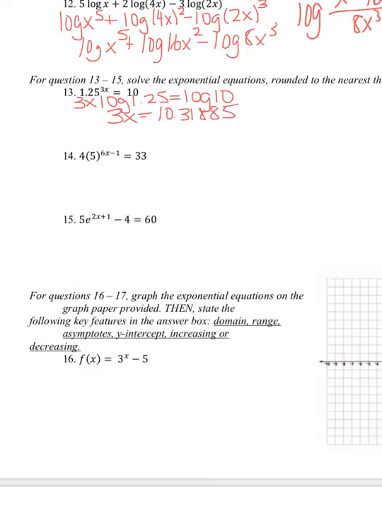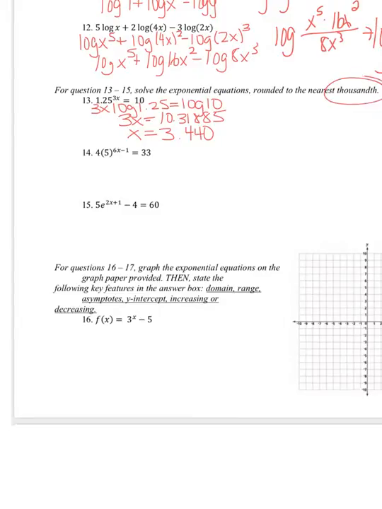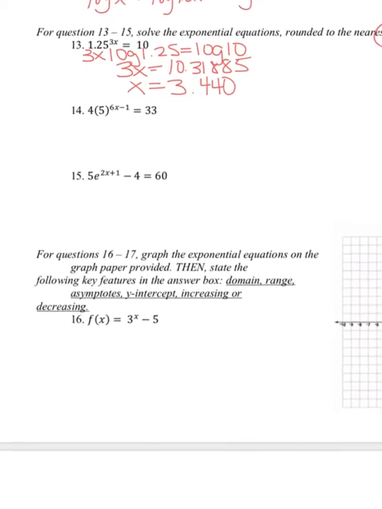10.31885. Do not lose that number in your calculator, right? You're not going to double round, so you divide both sides by 3. You get x equals 3.440. It wants it rounded to the nearest thousandth. That's 3 decimal places. Number 14.